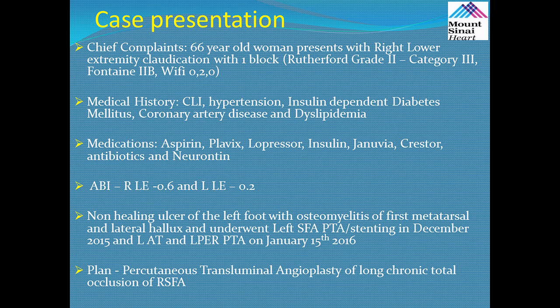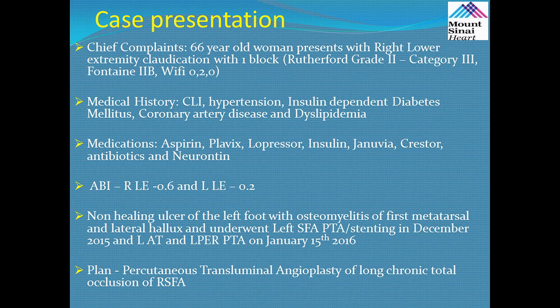Prior to this, the ABI on the right lower extremity was 0.6, which is the leg of concern today, and the left side was 0.2 prior to all those interventions. The plan for today is doing angioplasty of the long chronic total occlusion of the right SFA.